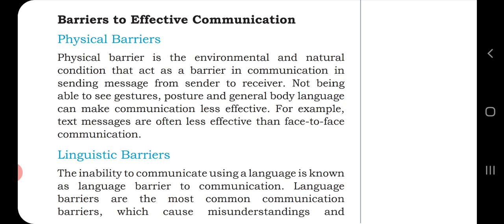But if that person is not present and if you are only speaking over telephone, then voice communication is only 7% effective, right? So for that matter, gestures, posture and general body language is very important. So for example, text messages are often less effective than face-to-face communication. So physical barriers, hope you have understood it.